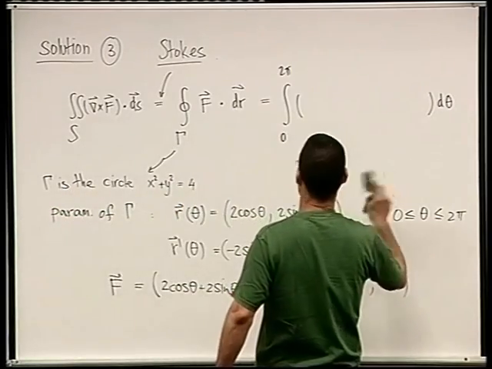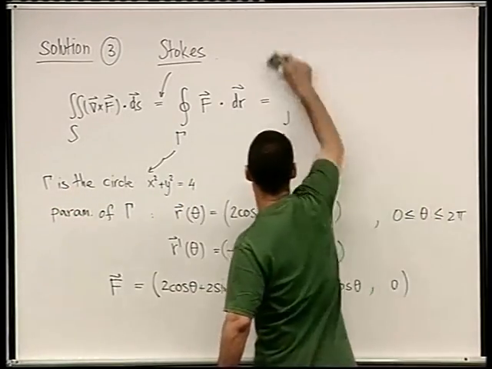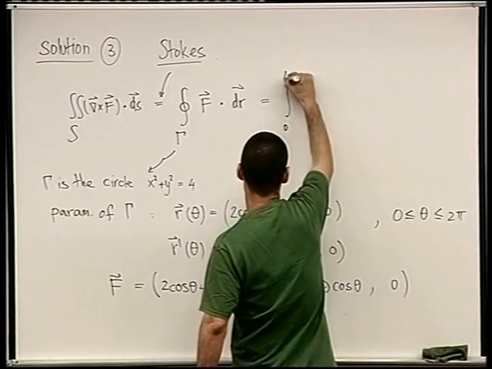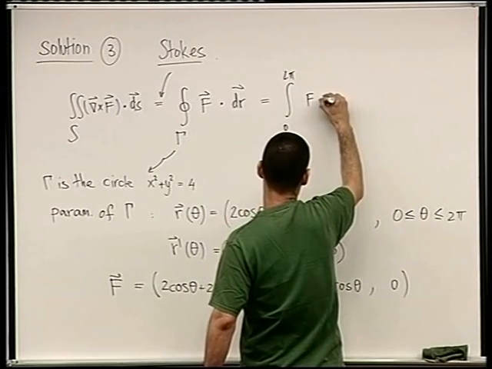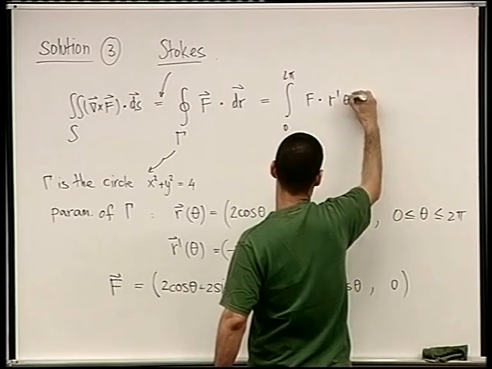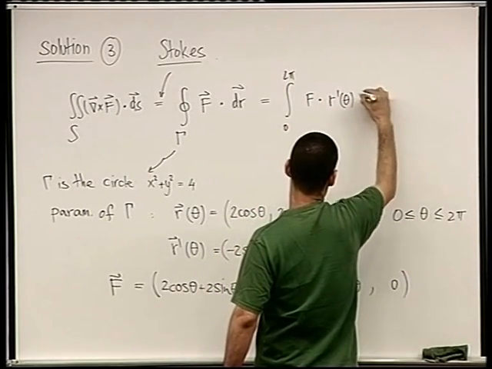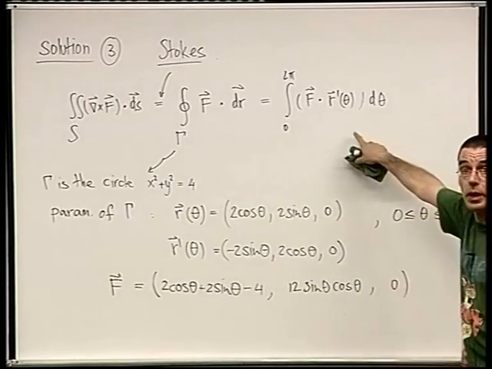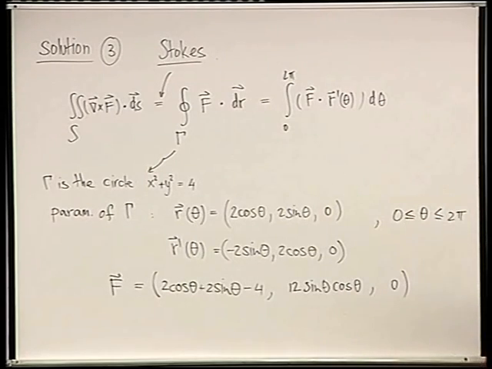I'm not going to have space either way, so we're going to have to continue on the next board. So let's just write here the integral from 0 to 2 pi of f dot r prime of theta d theta. Okay, that's what I need, right? So let's write it here. What are we going to get? Good. Minus 4 pi.